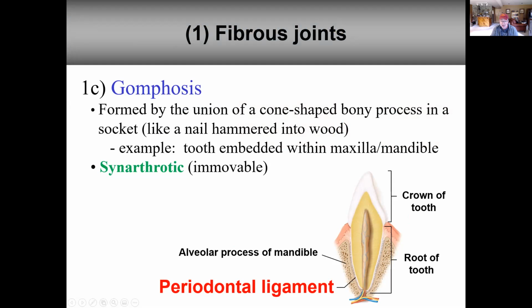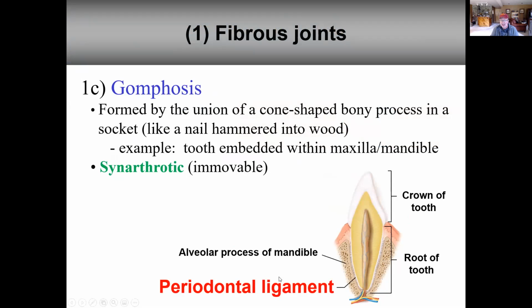Now again, typically we think of ligaments as connecting bone to bone. A tooth is not really bone, but nonetheless, we use that term ligament because it is like the nail pounded into the wood, only here we're kind of pounding the nail into the bone, if you will. Let's think of that metaphor. And that periodontal ligament is what anchors the tooth in the maxilla or the mandible. Let's hope it's synarthrotic, right?